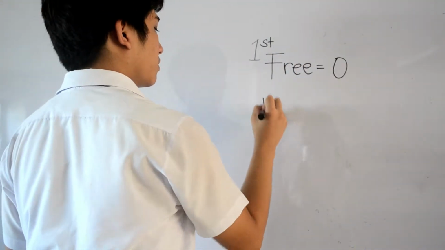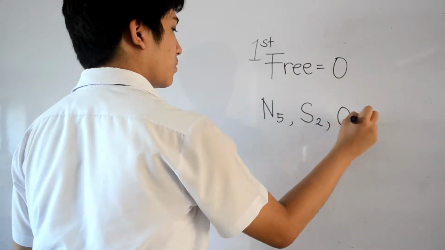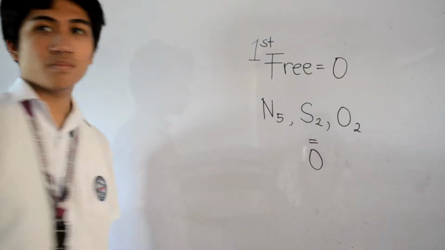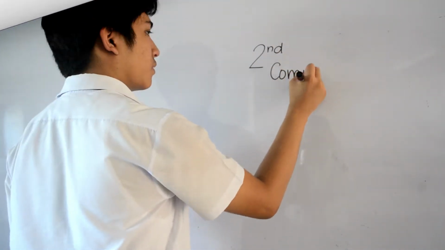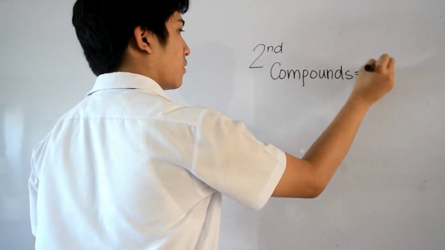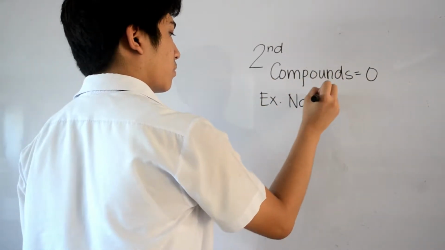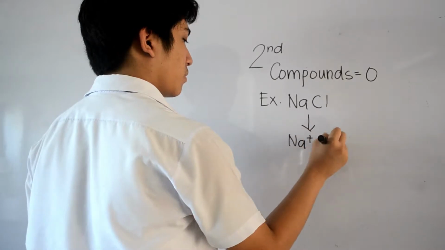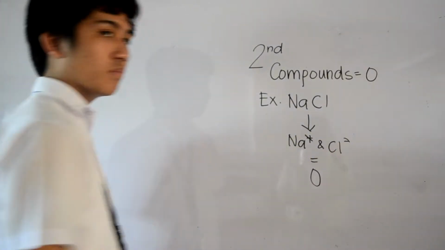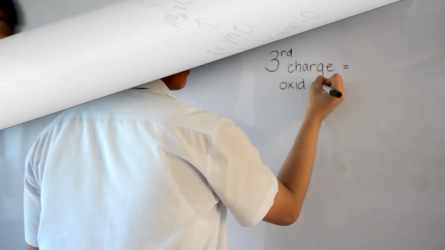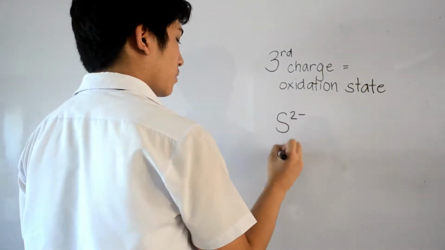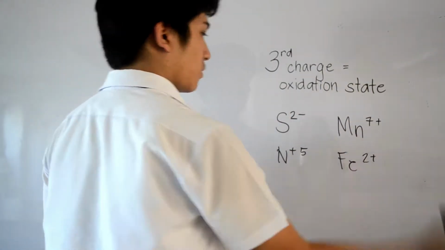The first rule is that free non-bonding atoms or molecules have zero oxidation state. The second rule is that compounds have a net charge of zero, as the oxidation states of the component atoms or ions balance out each other. The third rule is that ions have an oxidation state equal to their charge.